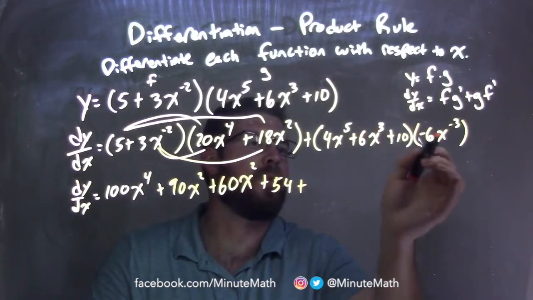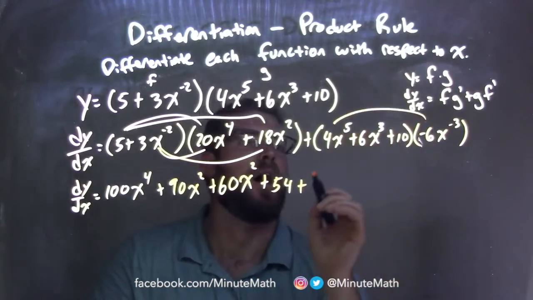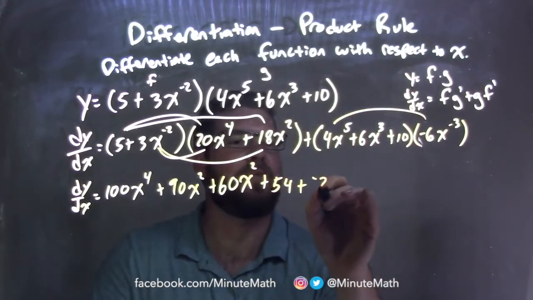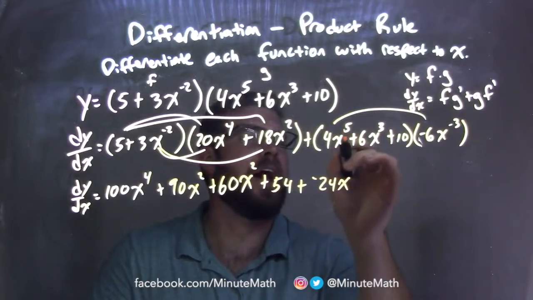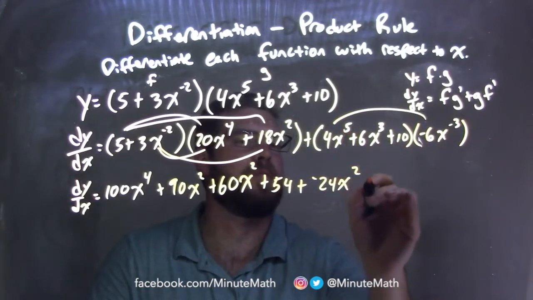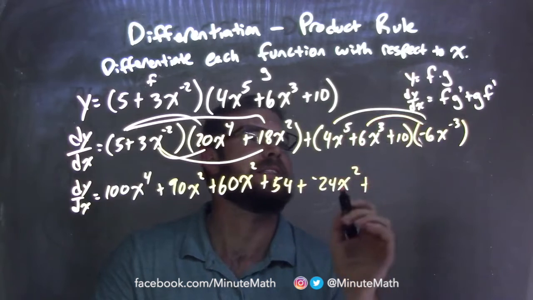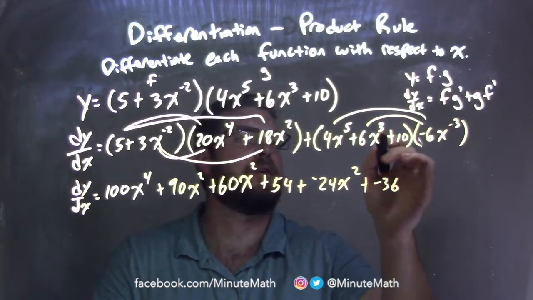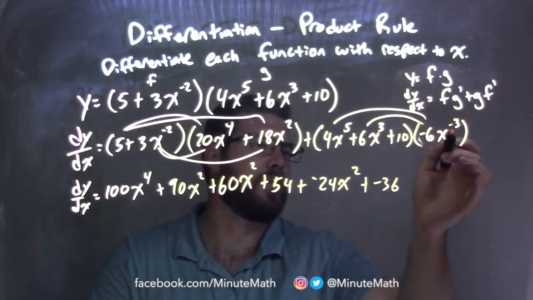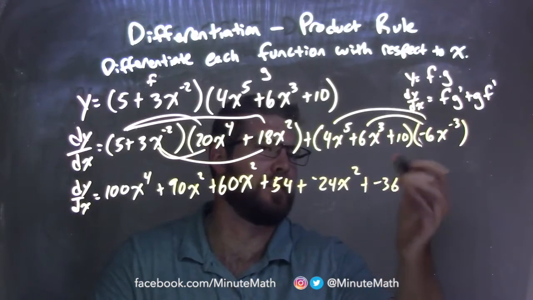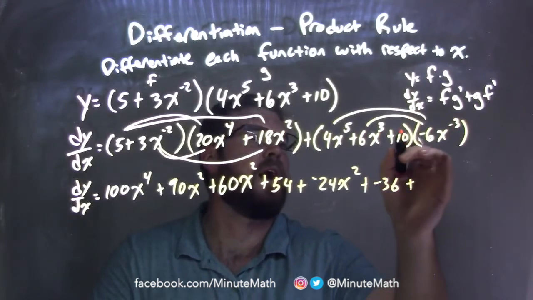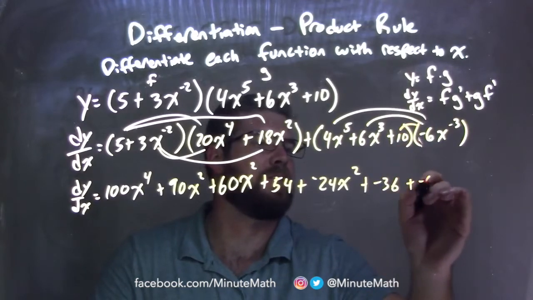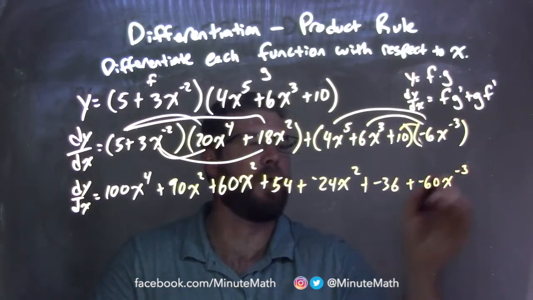Now we got to multiply this last part here. What's 4 times negative 6? That's negative 24. We add the exponents, 5 plus negative 3 is positive 2, plus 6 times negative 6 is a negative 36. Add the exponents, x to the 3rd power times x to the negative 3rd power is x to the 0 power, which is 1, plus 10 times negative 6 is a negative 60, x to the negative 3rd power.